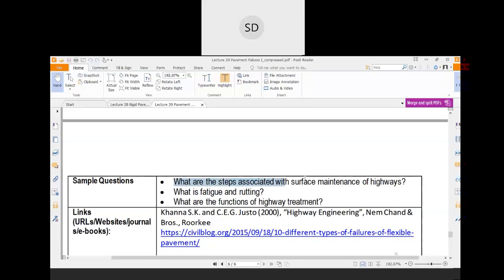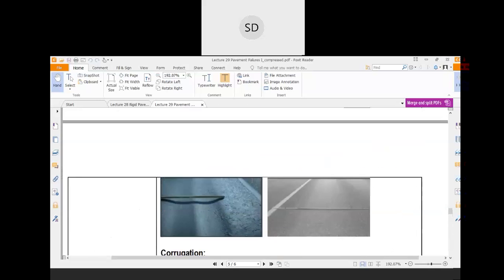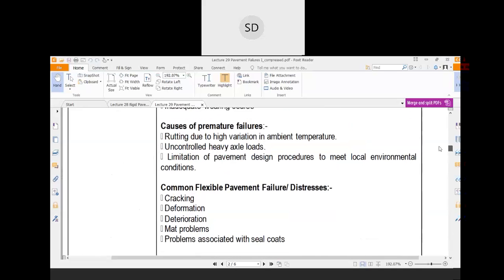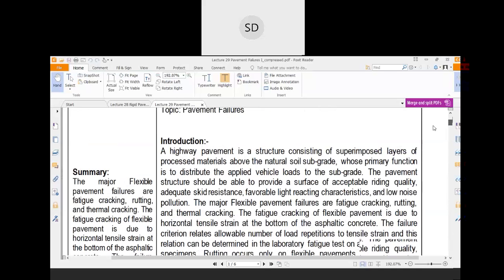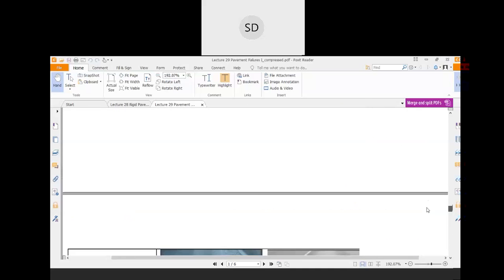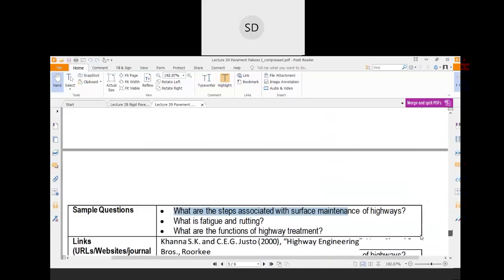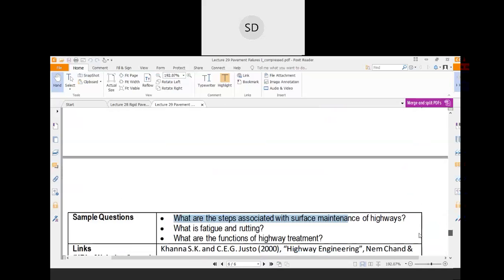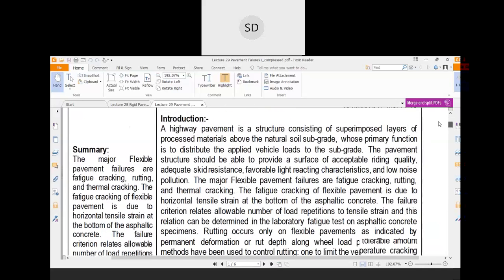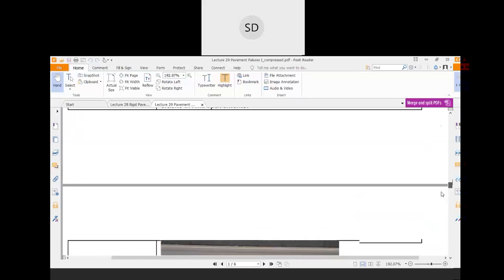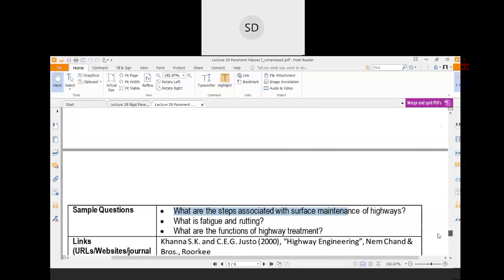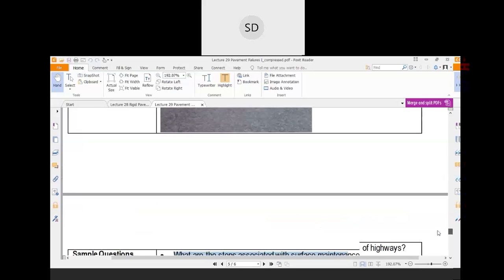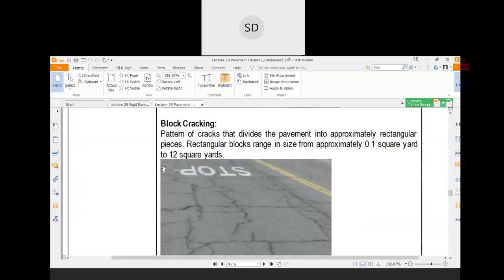So what are the steps associated with the surface maintenance of the highway? In that case, you have to prepare these questions by yourself. There is an assignment you can do: how you treat the surface so that all these types of failures can be averted. What are fatigue and rutting? What is fatigue failure and what is rutting failure is discussed in this portion, so you just have to look for it. And what are the functions of highway treatment, why is highway treatment necessary? Highway treatment is necessary to avert all these types of failures occurring in the flexible pavement.